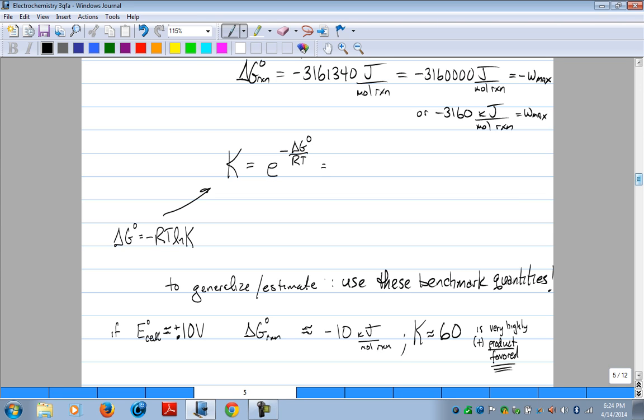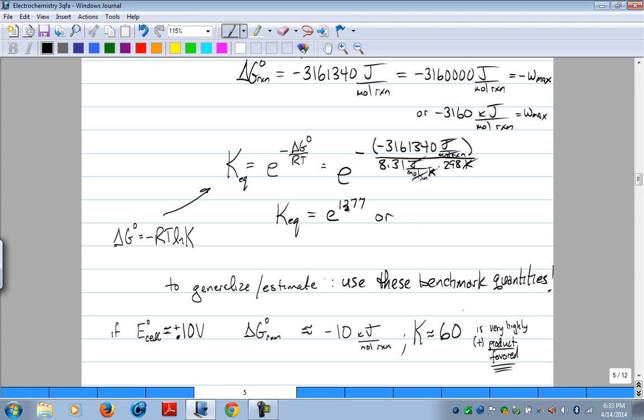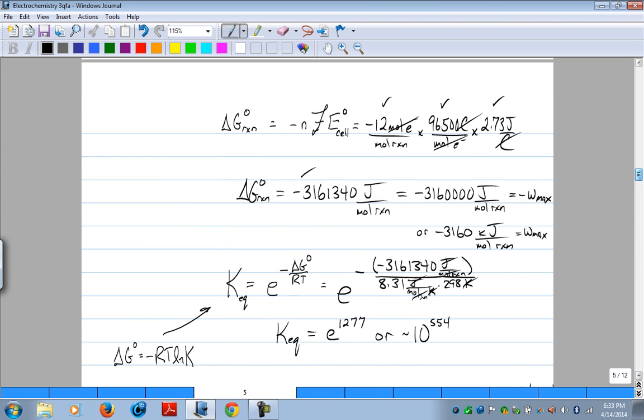So for such a large magnitude, negative delta G standard, we expect a very heavily product favored equilibrium constant for standard conditions. So here's that calculation with units. We get a ridiculously large number, e to the 1277th power. You can see all the units in the exponent cancel, and if you have a TI-89 you can get this in base 10. I don't, so it works out to be about 10 to the 554th power, which again is just absurdly large and product favored.